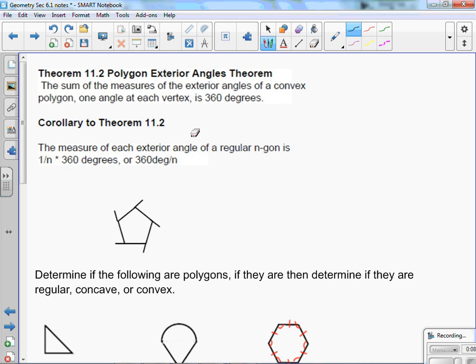So corollary 11.2, the measure of each exterior angle of a regular polygon is 1 over n times 360, or 360 divided by n, the number of sides. So if I wanted to know the measure of one of those angles, that's going to be 360 divided by the number of sides, which is 5, or 72 degrees would be the measure of each of the exterior angles.